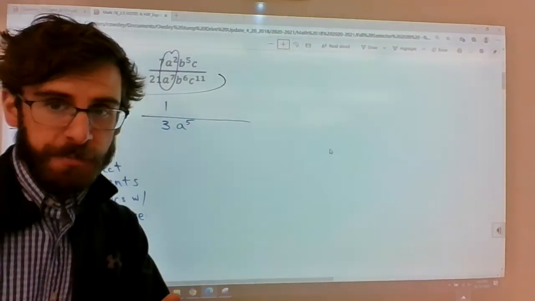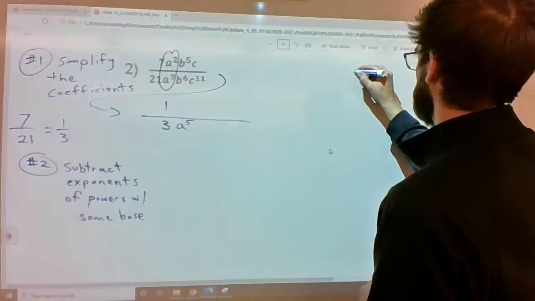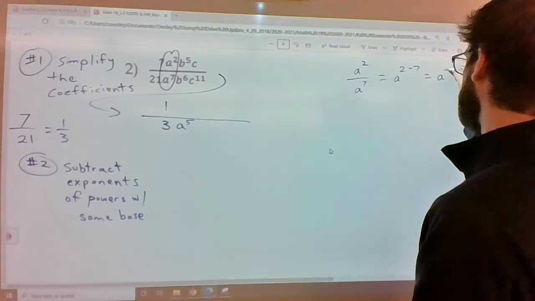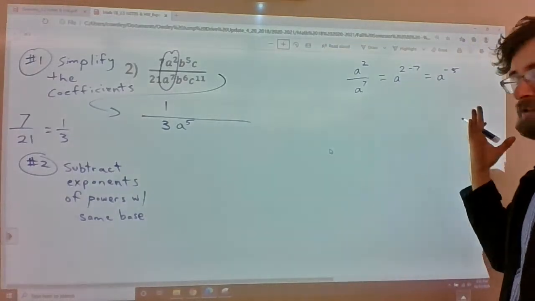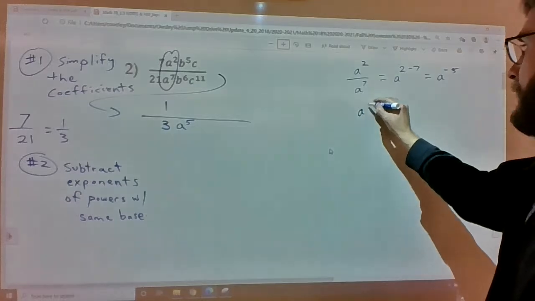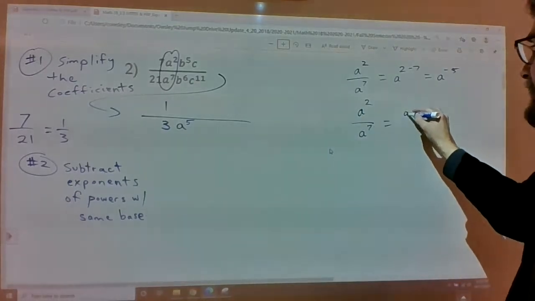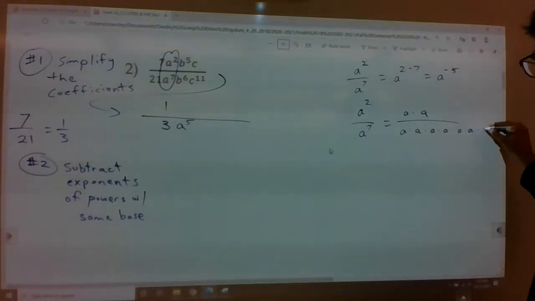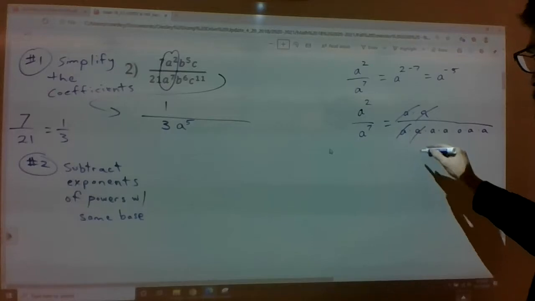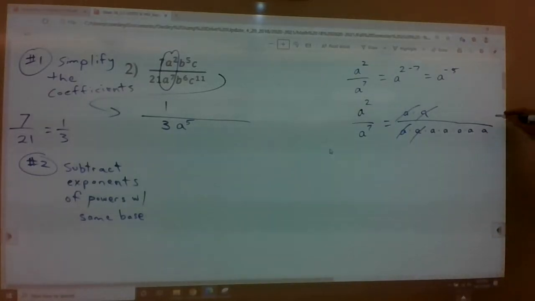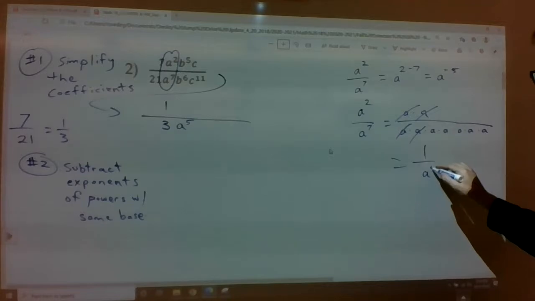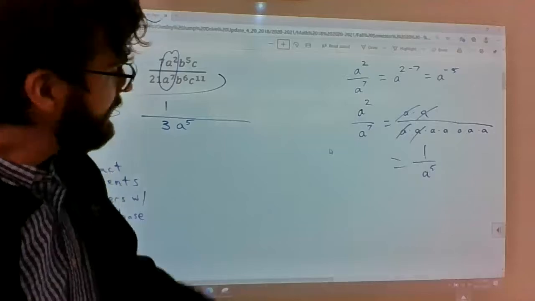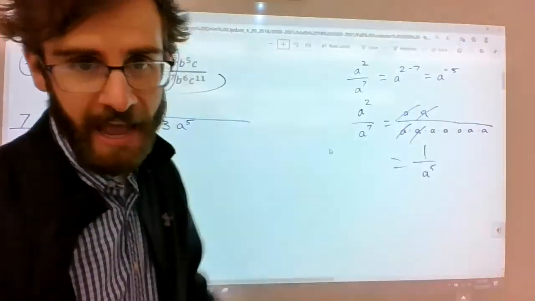If we're still a little confused by that, check this out. A squared over a to the 7 is equal to a to the 2 minus 7, which is a to the negative 5. Right, it's a negative exponent. But a squared over a to the 7 is a times a over 1, 2, 3, 4, 5, 6, 7. It's 1, 2, 3, 4, 5 positive a's on the bottom. I'm just saying, hey, if the bigger number's on the bottom, that's what's going to happen.